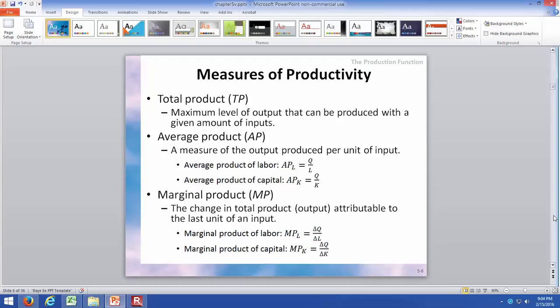Now we want to talk about the average product. What is the average product of labor? That is given by the quantity produced divided by the labor used, and the average product of capital is the quantity produced divided by the capital used.